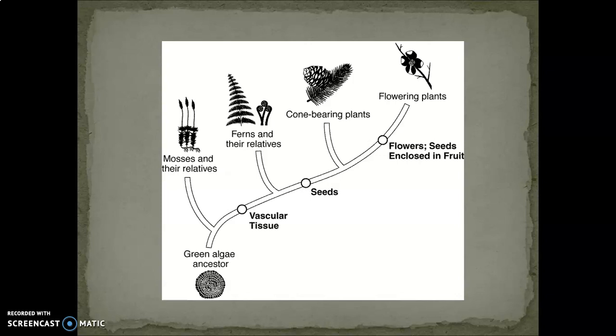Then we pick up the advancements of seeds for reproduction. So again, getting a little bit further away from water, more independent of being able to get onto the land. The first group are the gymnosperms. The main group of gymnosperms are conifers, or the cone-bearing plants. These are your pine trees or Christmas tree type shape, needle-like leaves for the most part, evergreen. They rely on wind. They have male and female cones.